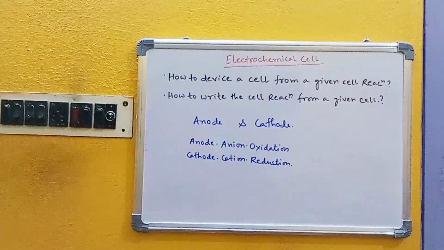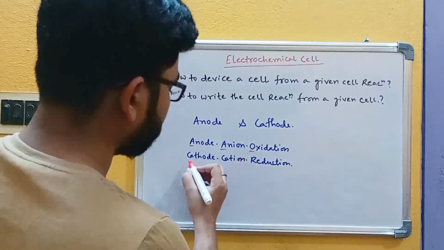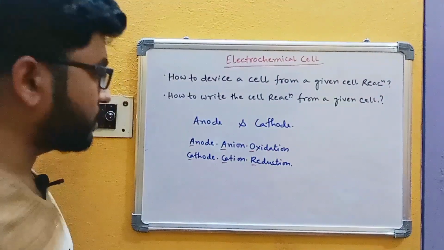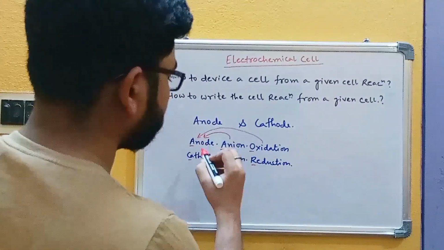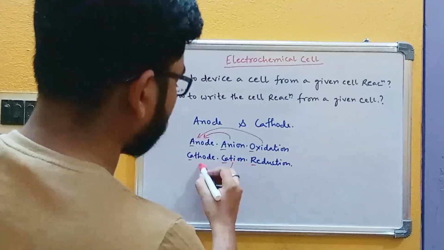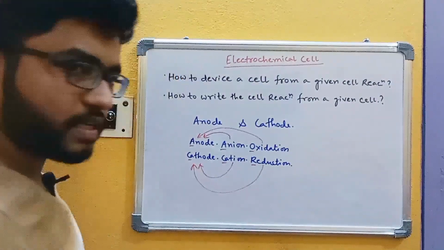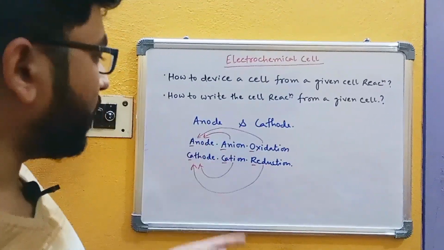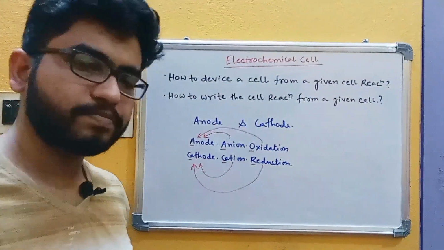Now notice that these are all vowels and these are all consonants. So anion goes to anode and in anode oxidation takes place, and cation goes to cathode and in cathode reduction takes place. So it is an easy trick by which you can easily remember that anion goes to anode, and in anode oxidation takes place, and in cathode reduction takes place.